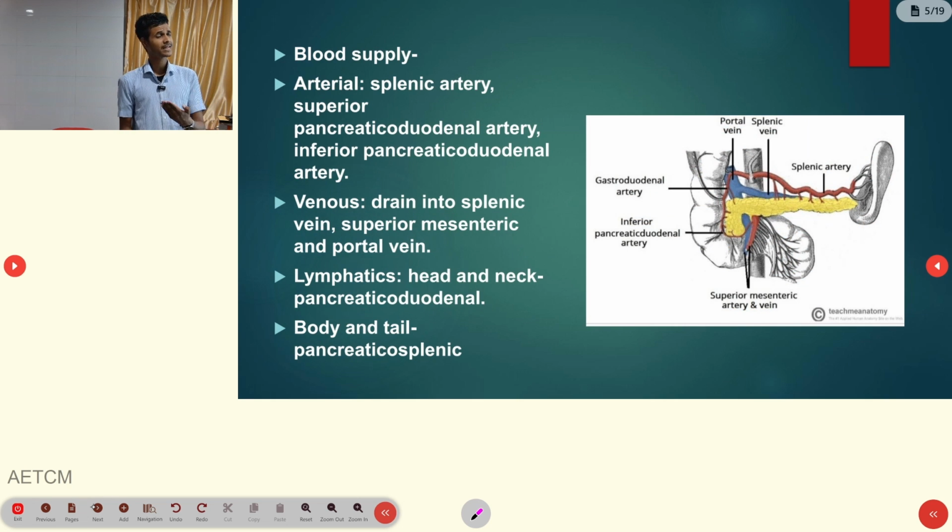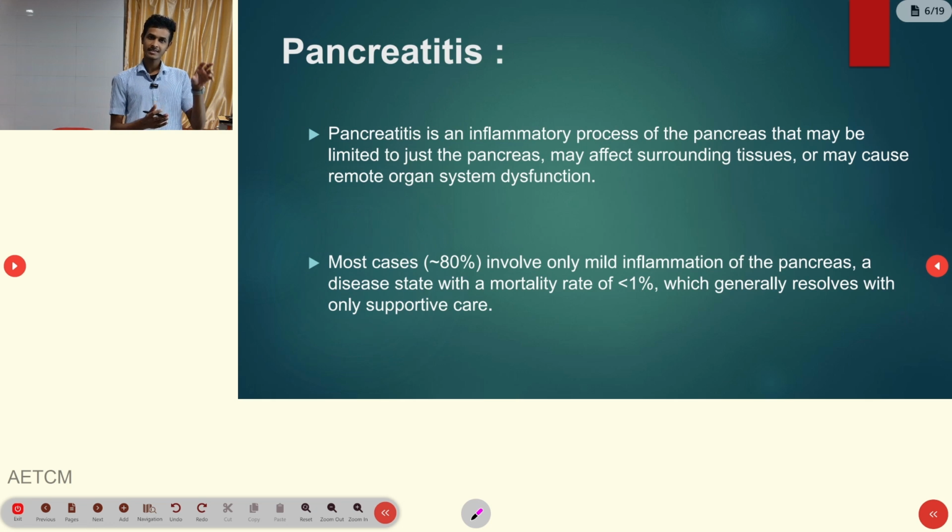Coming to blood supply, the arterial blood supply is by the splenic artery, superior pancreatico-duodenal artery and inferior pancreatico-duodenal artery. Venous drainage is by the same veins: the splenic vein, and then the superior mesenteric and portal vein. Finally it leads to the inferior vena cava, and thereby to the right atrium. Lymphatics wise, the head and neck drain mainly to the pancreatico-duodenal nodes, and the body and tail to the pancreatico-splenic nodes. So these are the anatomical notes regarding the pancreas.